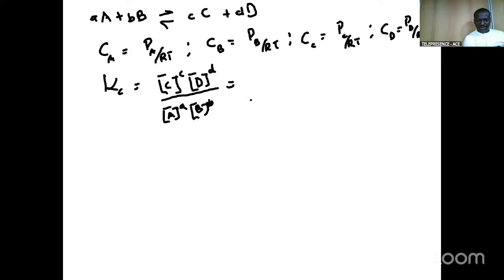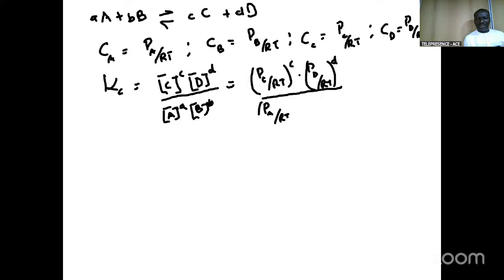Okay, so let's continue. So we can have here (PC over RT) raised to the power of C dot (PD over RT) raised to the power of D, divided by (PA over RT) raised to the power of A multiplied by (PB over RT) raised to the power of B.